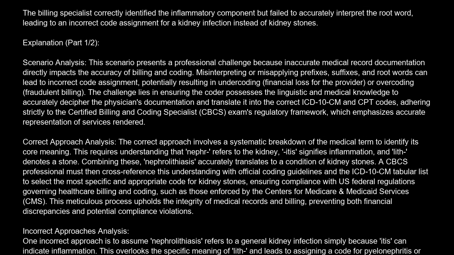The correct answer is A. The billing specialist correctly identified the inflammatory component but failed to accurately interpret the root word, leading to an incorrect code assignment for a kidney infection instead of kidney stones.